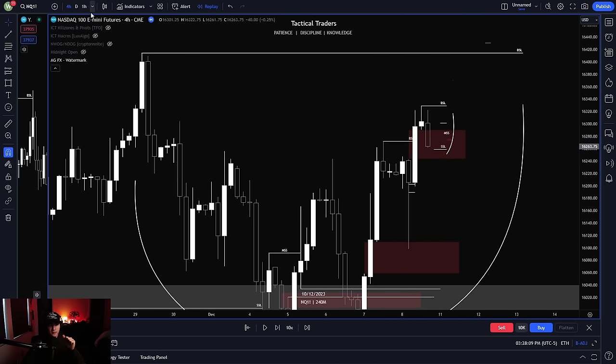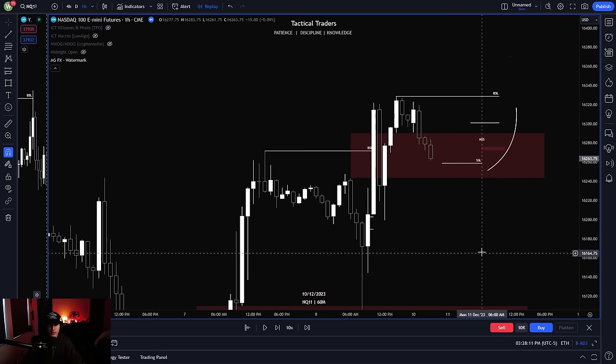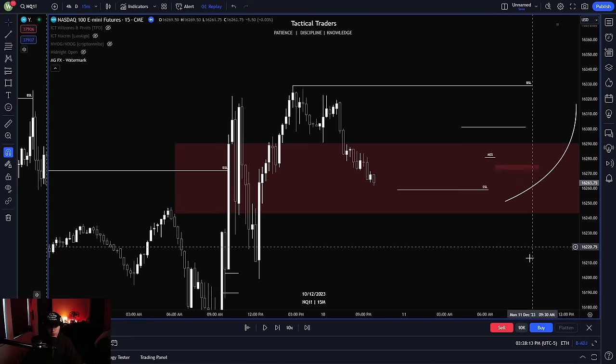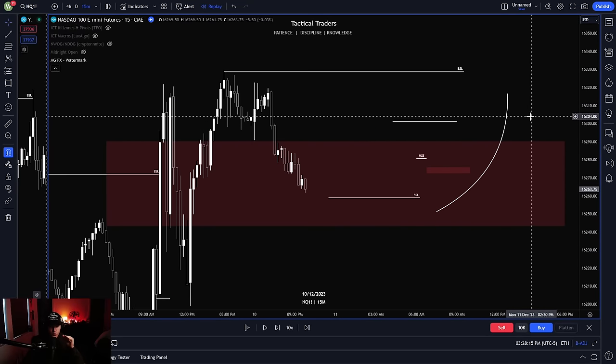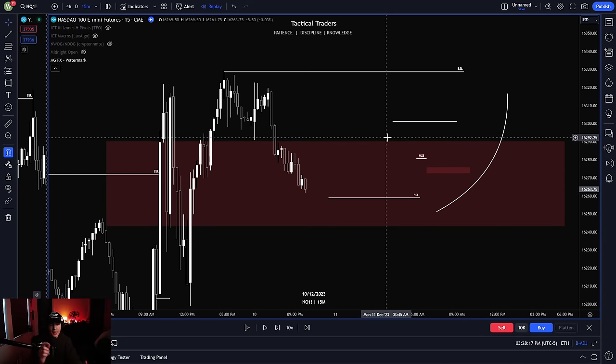How am I looking to possibly trade this? Let me zoom in here. Let me see if we can possibly have a model that we would be looking for. What am I looking for to take a trade here? I am in a bigger time frame imbalance. The draw on liquidity is higher. We are in a bigger time frame market maker buy model.